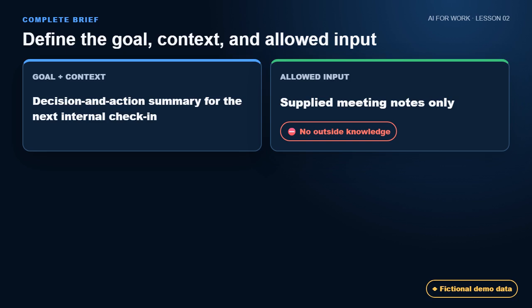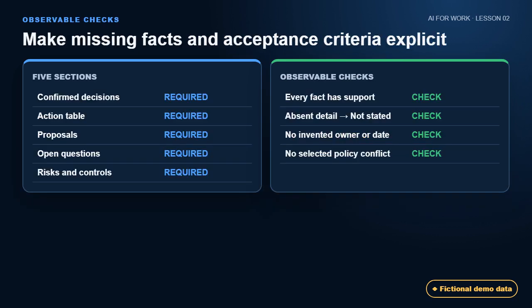The goal is a decision and action summary for the team's next check-in. The context says this is an internal draft and must not turn proposals or missing details into facts. The input boundary is strict: use only the supplied meeting notes and no outside knowledge. The instructions ask for confirmed decisions, an action table, proposals, open questions, and risks and controls. Each factual item needs a note reference.